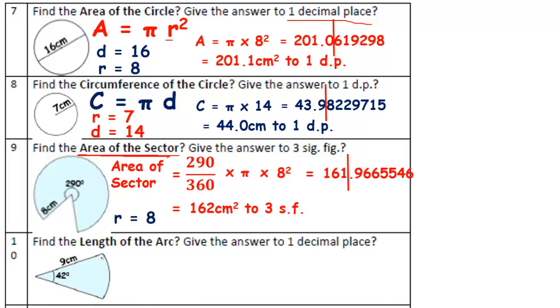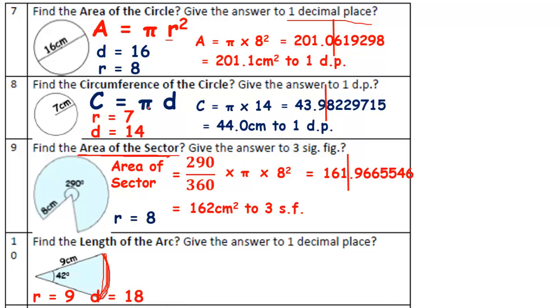Question 10. Find the length of the arc. Give the answer to 1 decimal place. So the length of the arc is this bit here. That's what I want to work out, just this section here of the curved bit. Now how do I do that? Well, for a whole circle, we know cherry pie is delicious. Over here we know that the radius is 9, so the diameter of a whole circle would be 18.